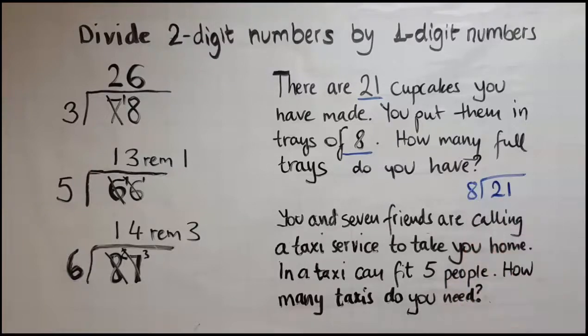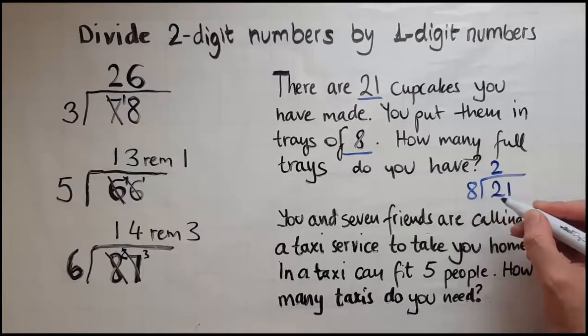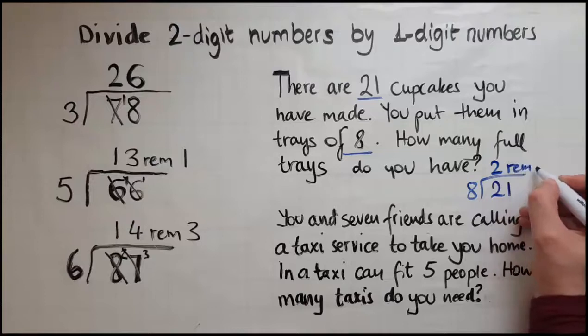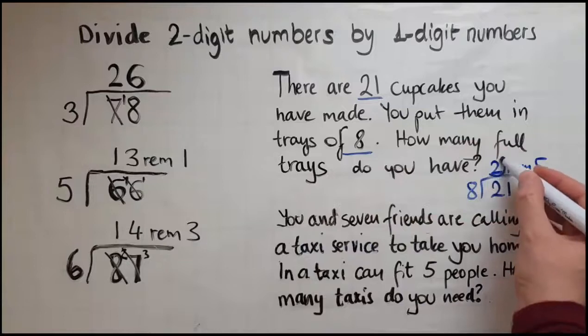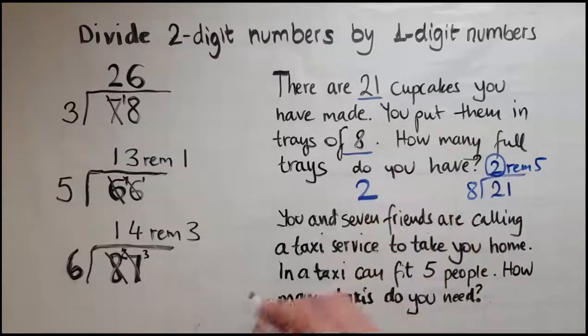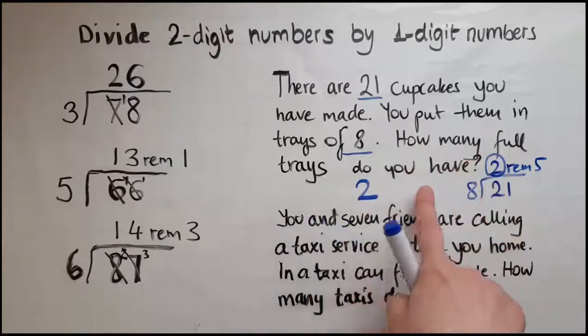How many 8s would fit into 21? So 1 is 8, 2 lots of them is 16, 3 lots is 24, which is more than that, so I'm going to stick with a 2. 2 times 8 is 16, so what I have left is 5, so remaining 5. The question is how many full trays, and that would be 2 full trays. 2 full trays, and I have 5 cupcakes remaining, but I'm not asked about that. I'm asked about the full trays.